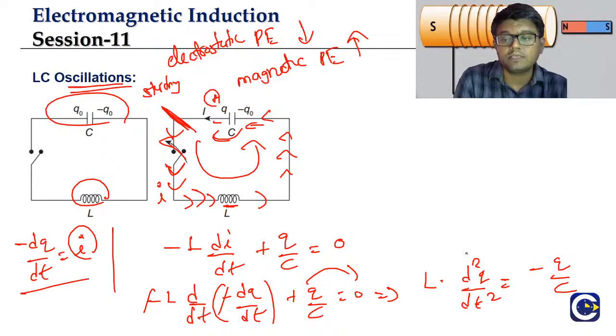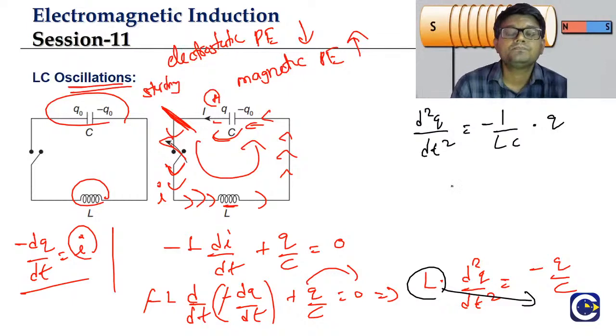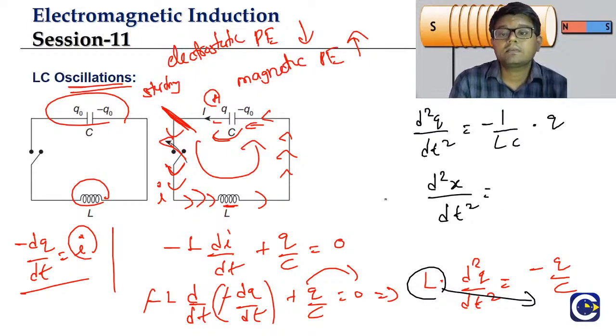Look at this. No, this one, we'll take the L to the RHS. It will go to the denominator. So d square q by dt square will be equal to minus 1 by LC into q. If you look at this equation, this looks familiar, like the one equation we have in SHM.